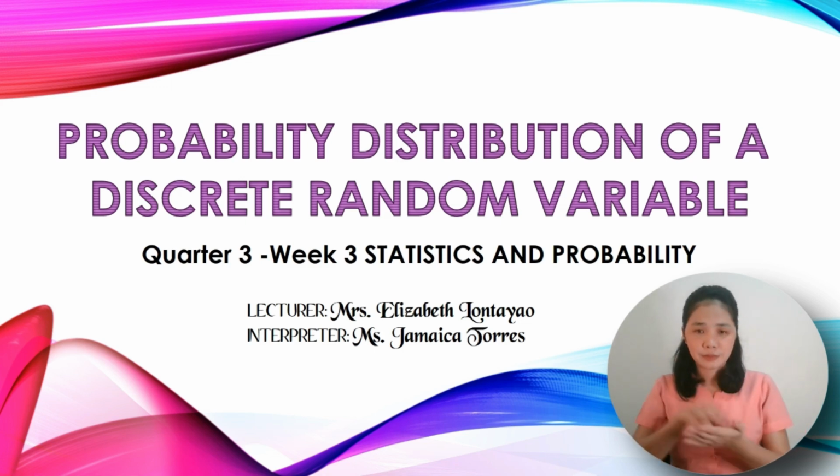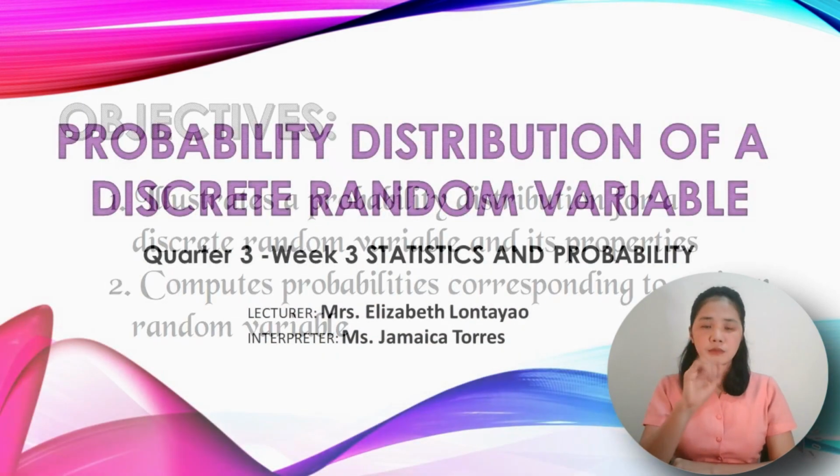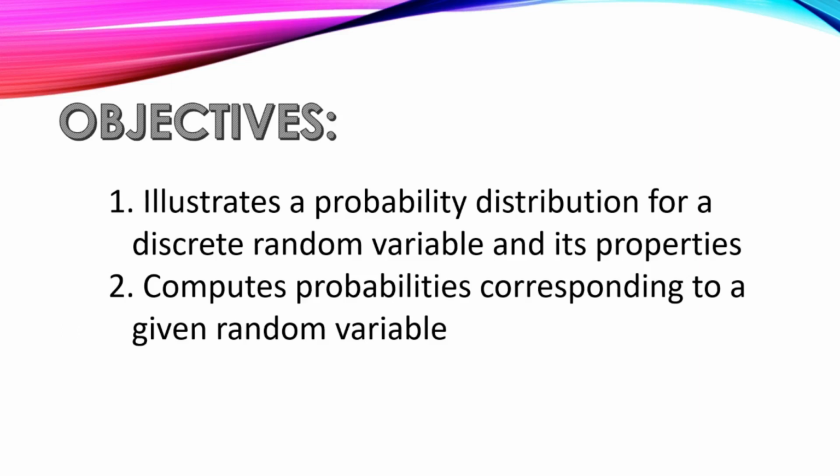Quarter 3, Week 3 of Statistics and Probability is all about probability distribution of a discrete random variable. Today's objectives are: illustrates a probability distribution for a discrete random variable and its properties, and computes probabilities corresponding to a given random variable.